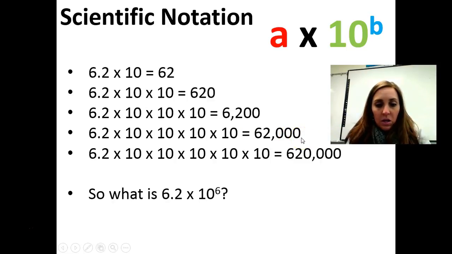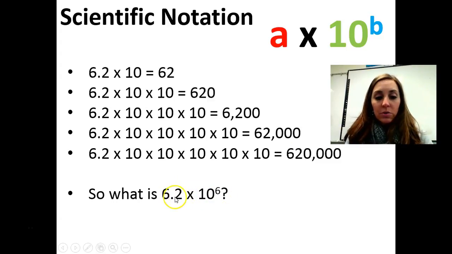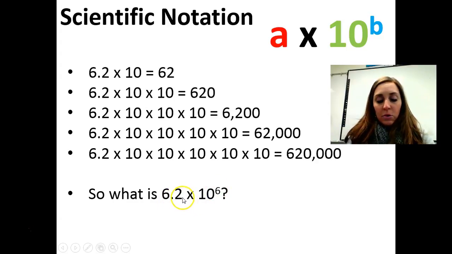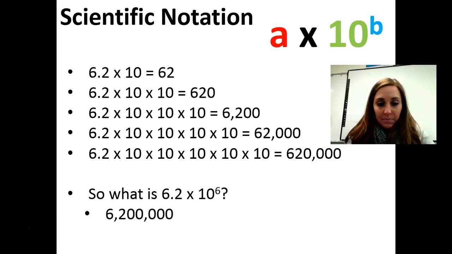And so on. So what's 6.2 times 10 to the 6th? Well, since we have a positive exponent, you move the decimal to the right, because that means you are multiplying by 10 6 times. So 6,200,000.